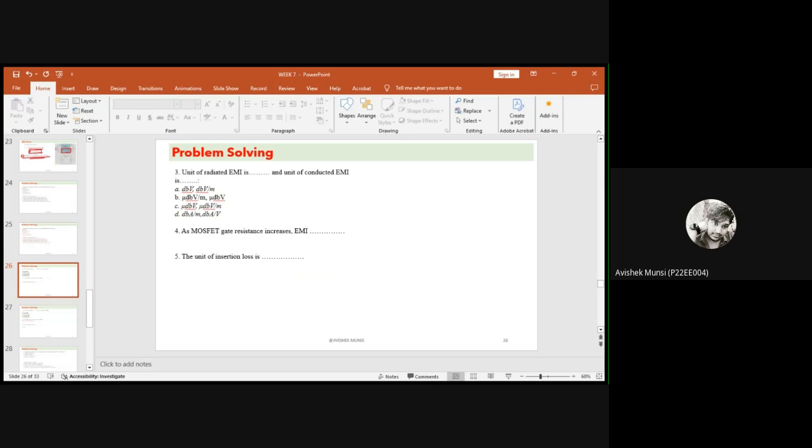Next, what will be the unit of EMI, and the unit of conducted EMI and radiated EMI? And next, as a MOSFET gate resistance increases, what will be the nature of the EMI? And the insertion loss. So try to answer this.